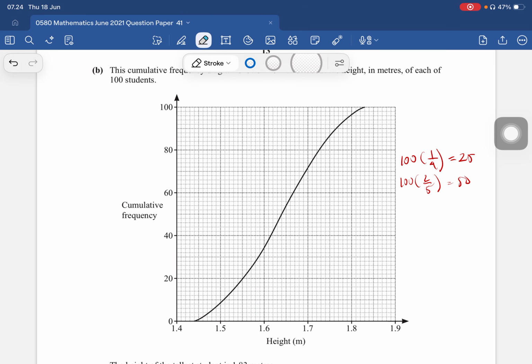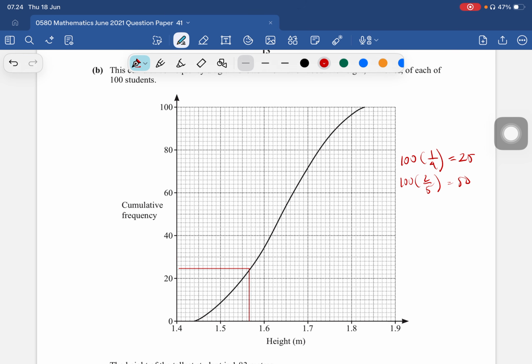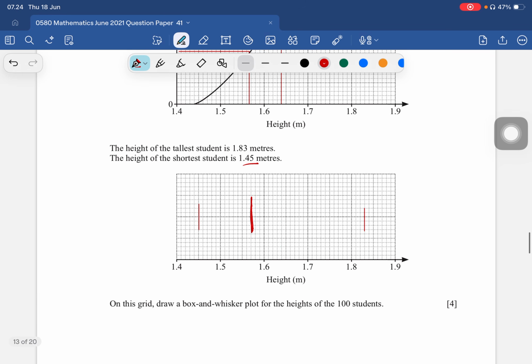Moment. 20, so this is 30. So 25. Yeah, around here. Yeah, 1.57. Okay, this is 50. Straight line. Okay, 1.64. So 1.64, 1, 2, 3, 4 here. Here, 6, 4.